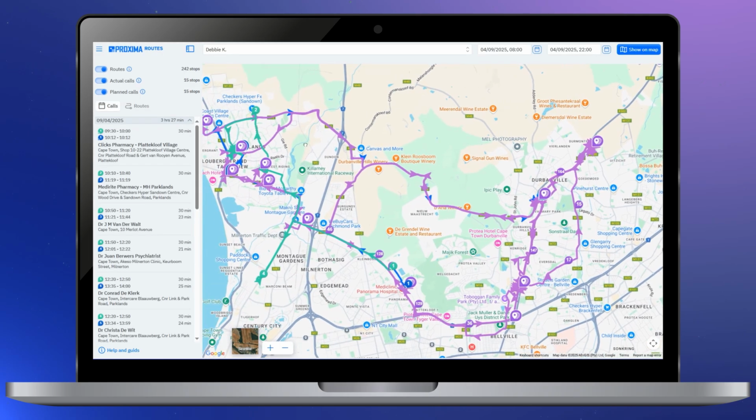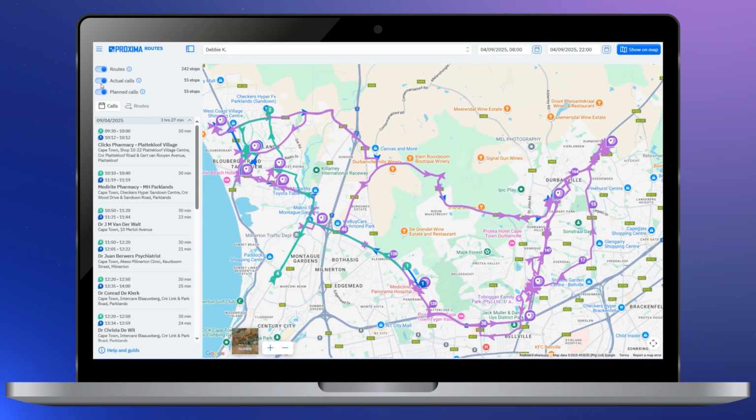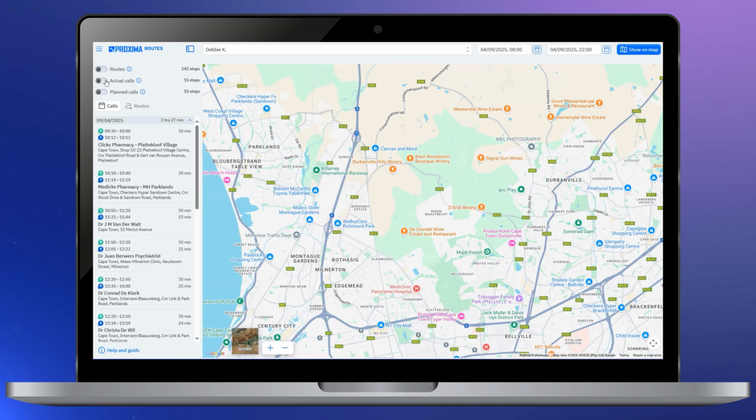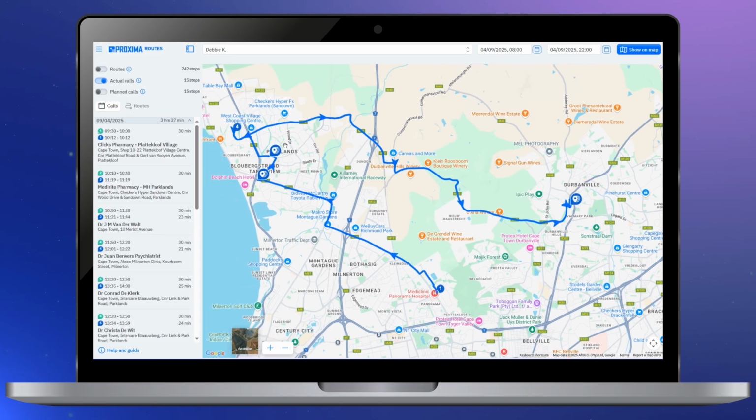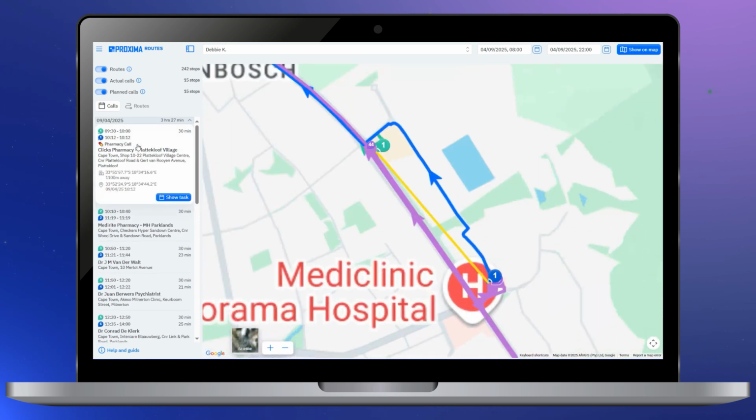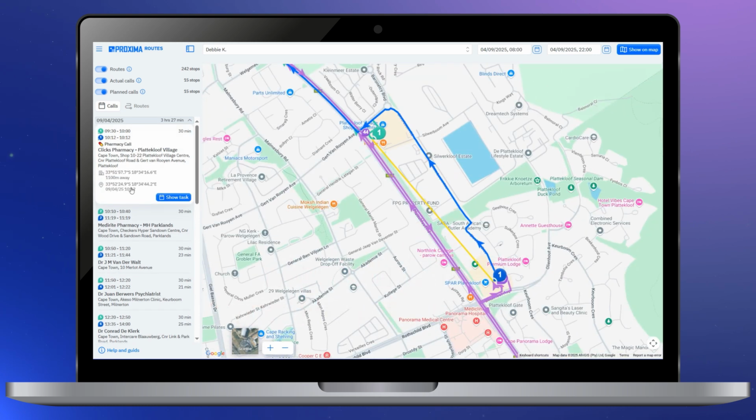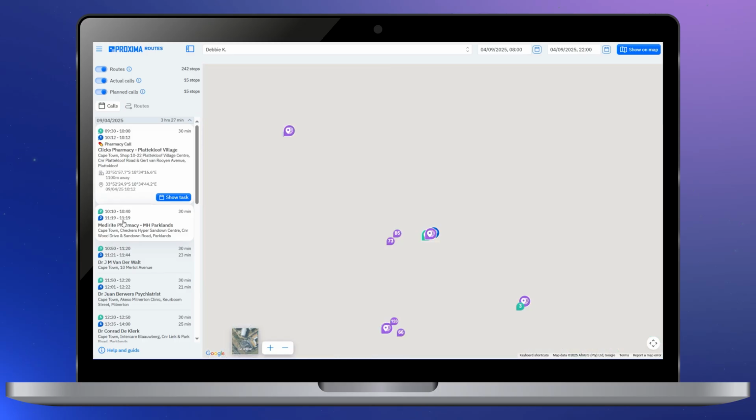On the route map, I can analyze how the employee moved throughout the day. His movements are shown in purple, where he saved visits and reported their completion is in blue, and where he was supposed to be is shown in green. After analyzing the employee's day, I realized that some visits were indeed closed, but not at the institution's location.